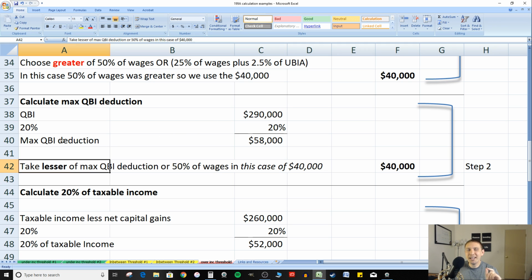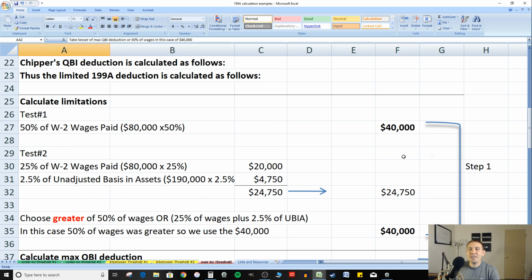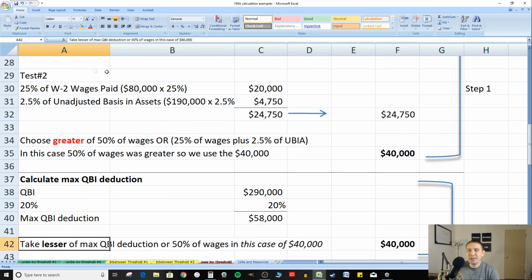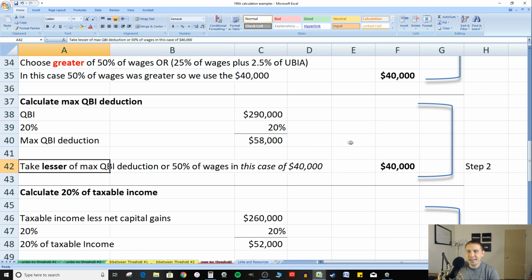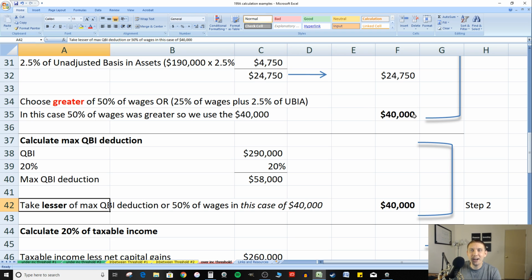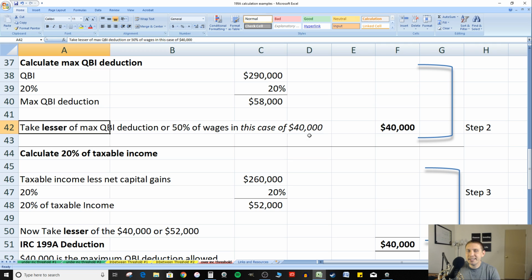So now we're going to take the lesser of the max qualified business income deduction or the 50% of wages. And we're taking the 50% of wages here because this was the greater of the numbers in step 1. If this test had come out higher, we would be using that example down here instead. But because of the $40,000, and if 50% of wages is higher, we're going to use that amount. So I want to make that clear. And the lesser of the $58,000 or the $40,000, which is less? $40,000 is less than $58,000, clearly. All right, that's step 2.